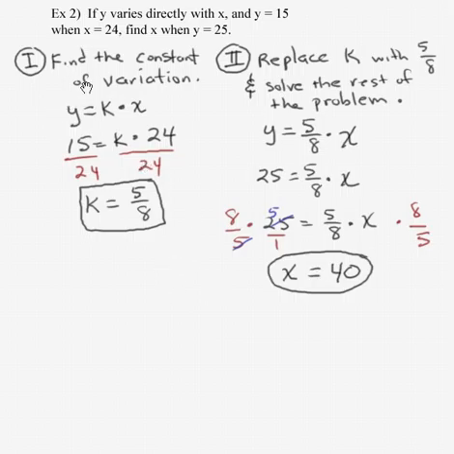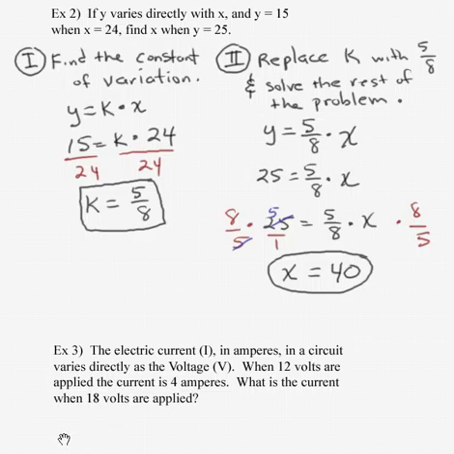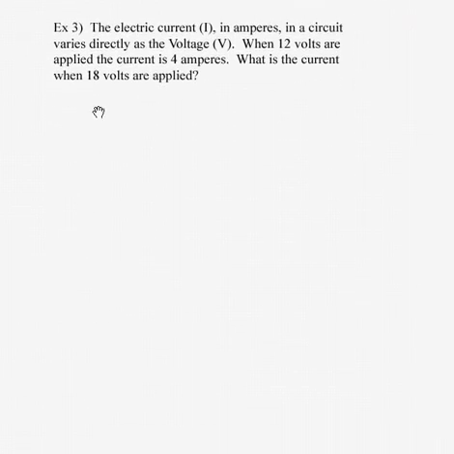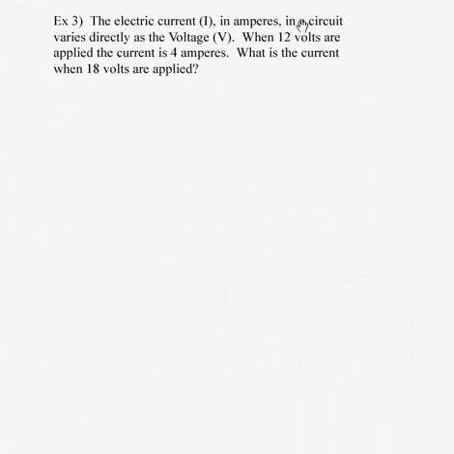Now, I know in Algebra 1 you learned how to solve this as a one-step problem, so again I'm going to remind you, let's make this a two-step problem, because as we get to inverse variation in our next lesson and joint variation, you won't have to learn anything new if you're following this process. Alright, sometimes we have real-life situations expressed in sentences. Electric current in amperes in a circuit varies directly with the voltage. When 12 volts are applied, the current is 4 amps. What's the current when 18 volts are applied?